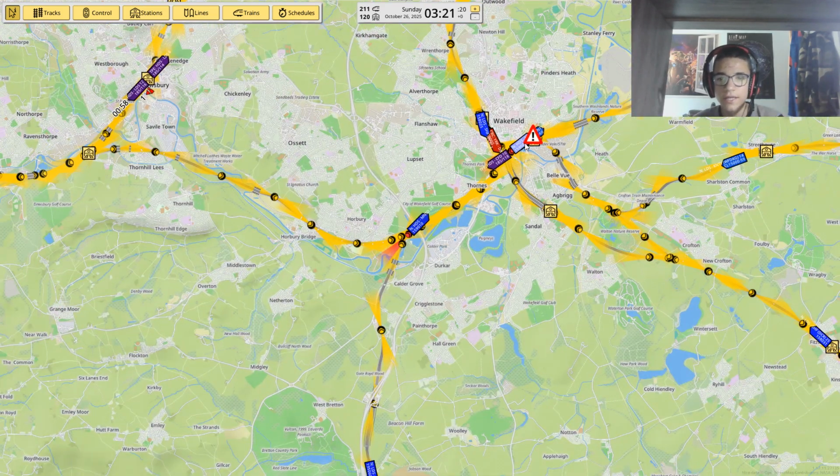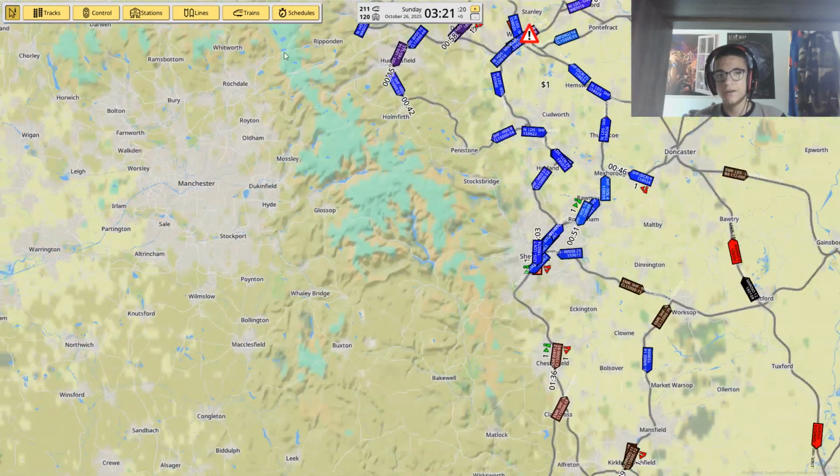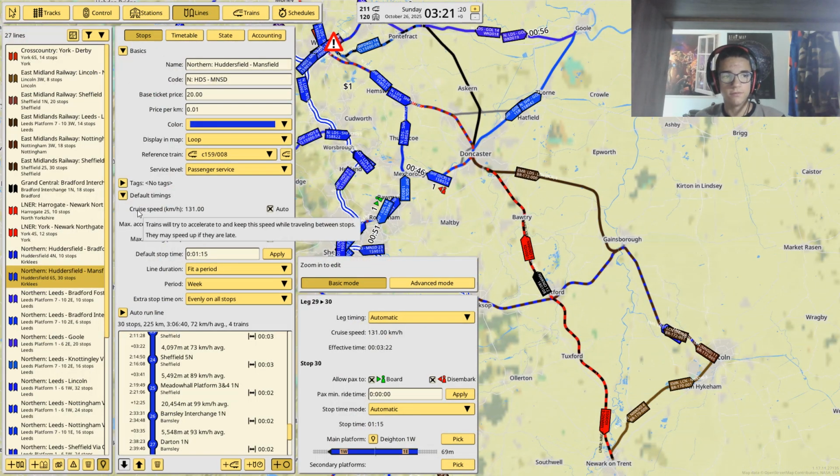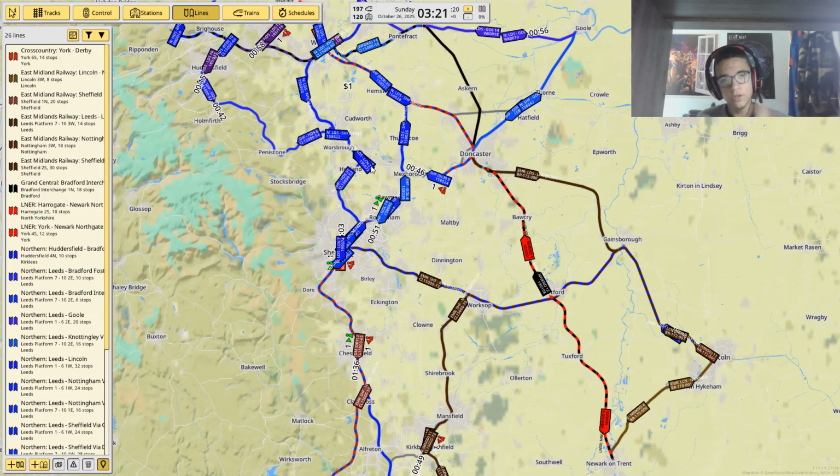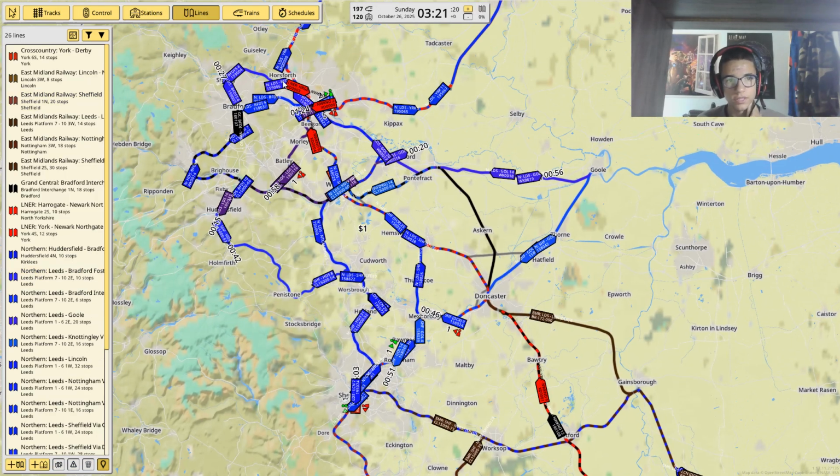Okay, so I guess we can't do it like that. Maybe that's just not the way to go. How should we do this? Alright, no, I think we need to rethink this plan here. Right, delete lines. So maybe we can't do Huddersfield.